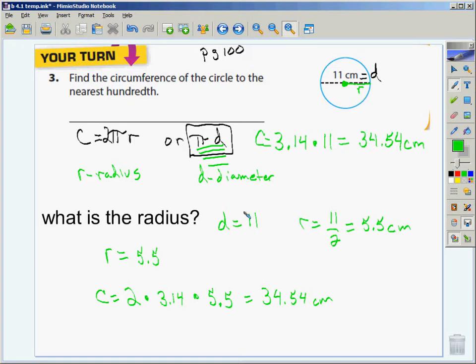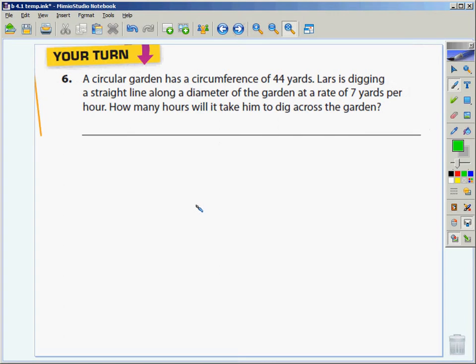Questions? But you understand this particular problem? And let's take a look at your turn, number 6. What page? 101. A circular garden has a circumference. And I'm going to tell you, the minute I see this word, I write this down. I either write down circumference equals pi d, or I write down circumference equals 2 pi r.